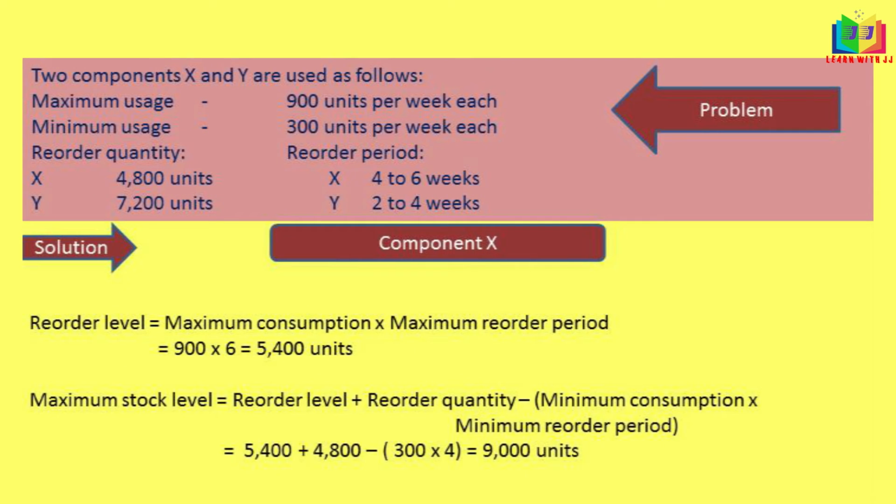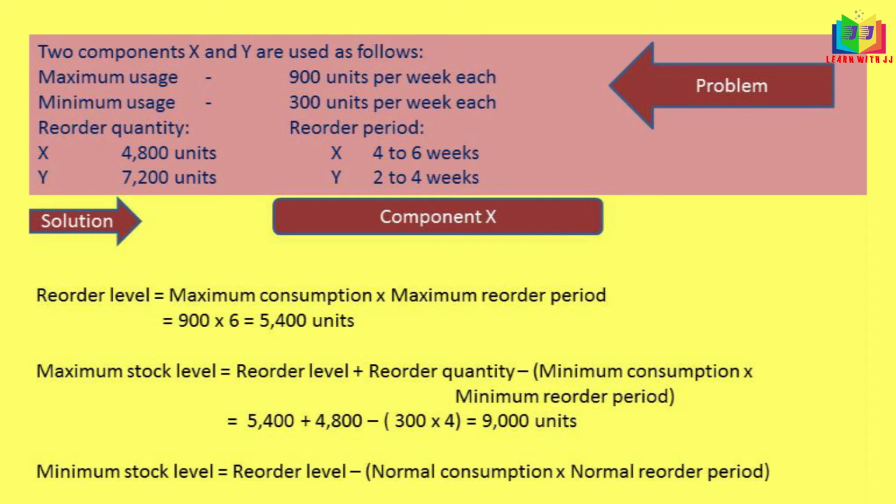And the next one is maximum stock level, and the formula for that is reorder level plus reorder quantity minus minimum consumption into minimum reorder period. I applied everything in this formula and I'll get 9000 units. And the next one is minimum stock level. The formula is reorder level minus normal consumption into normal reorder period. We don't have normal consumption and normal reorder period. We have to find that.